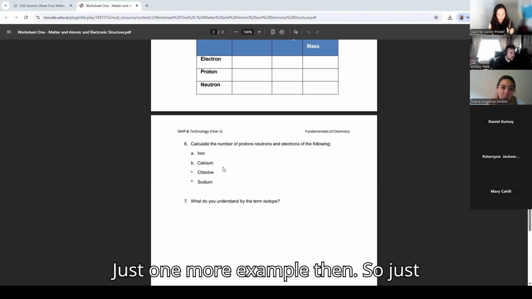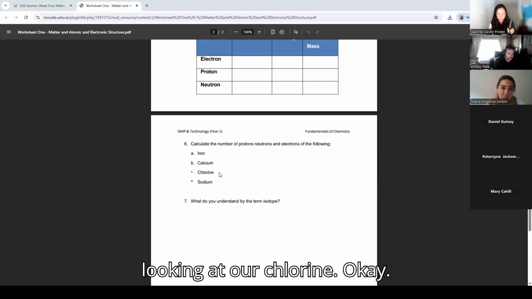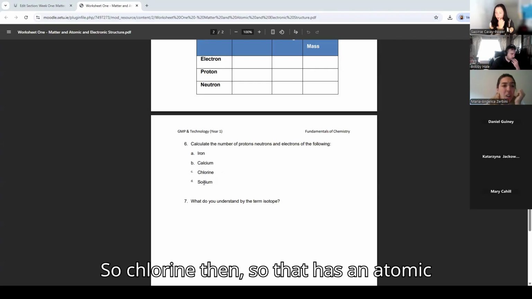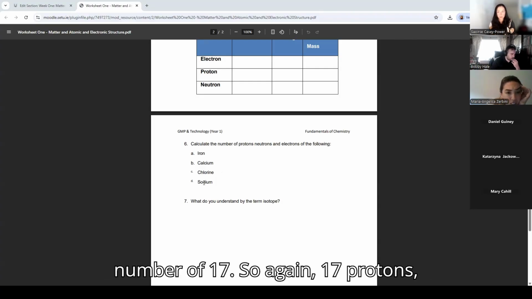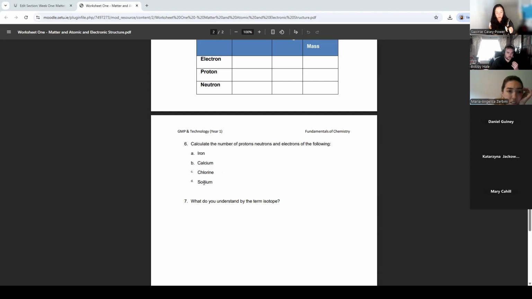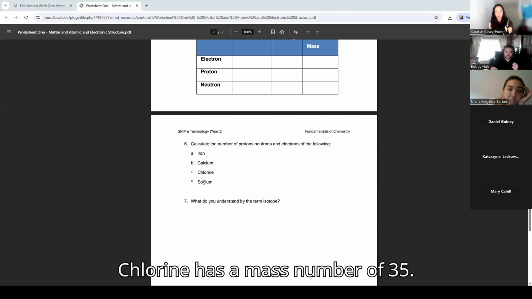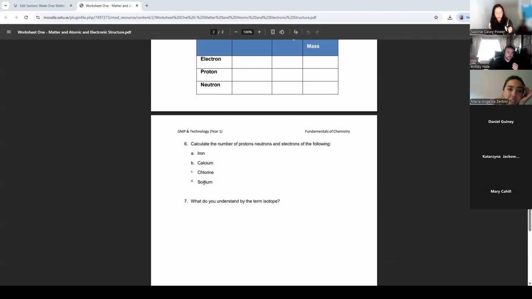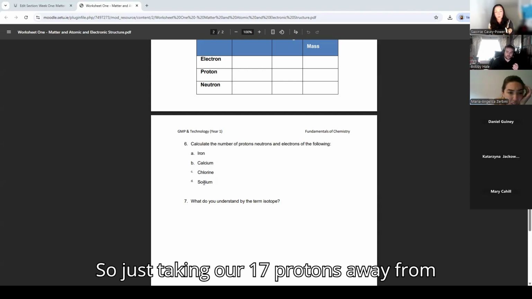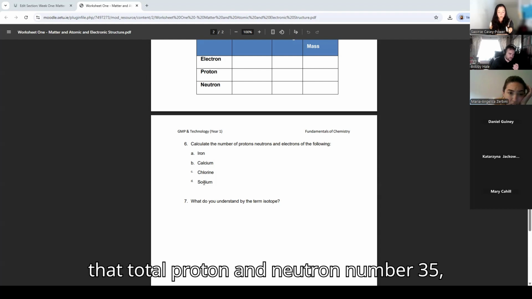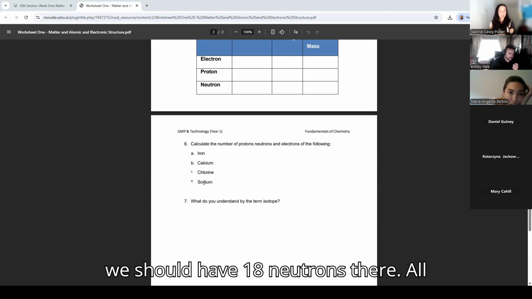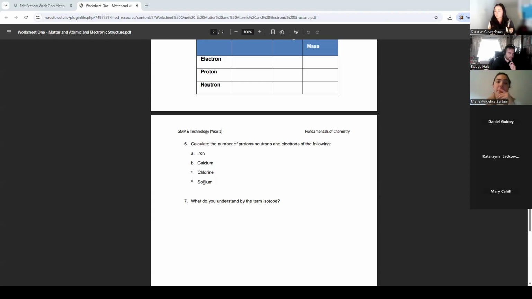Just one more example then. Looking at our chlorine, that has an atomic number of 17. So again, 17 protons, 17 electrons. Chlorine has a mass number of 35. Taking our 17 protons away from that total proton and neutron number of 35, we should have 18 neutrons there.